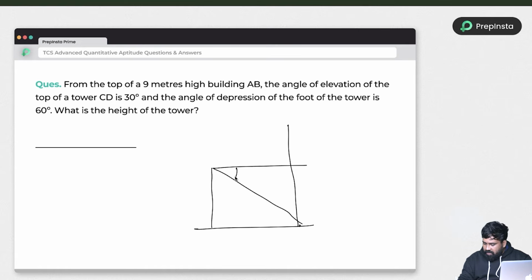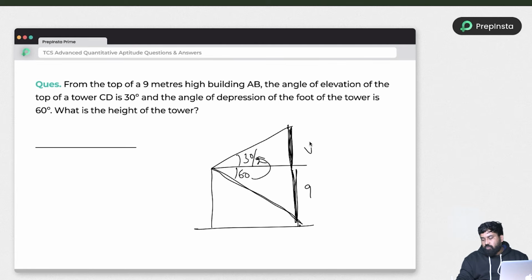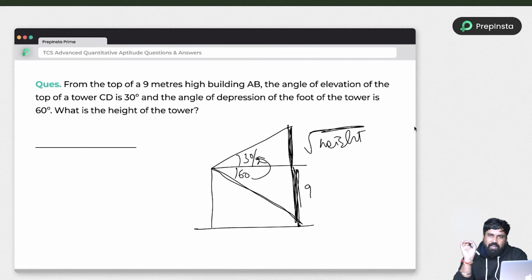The angle of depression is 60 and the angle of elevation is 30. Remember guys, if the angle of depression is 60, and the distance is 9, and if the angle is reduced to half, then the height will become the square root of the previous height. So this is also a shortcut. Actually, we teach this type of shortcuts to our students. The previous one is simply the procedure if you forgot this concept, but this is a simple shortcut.